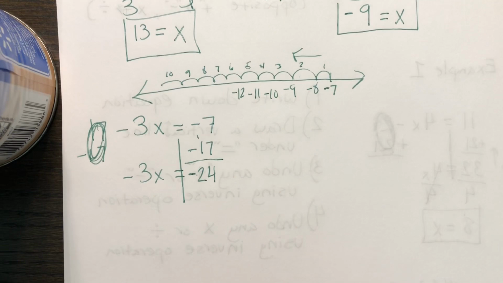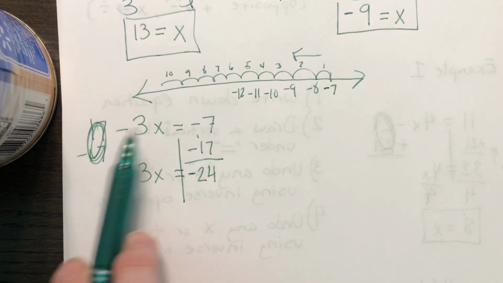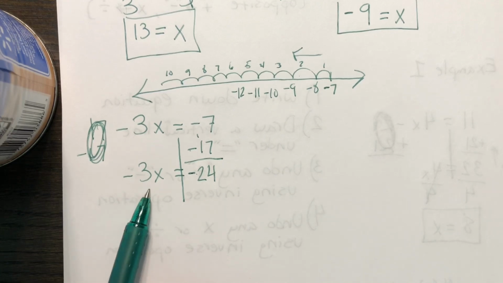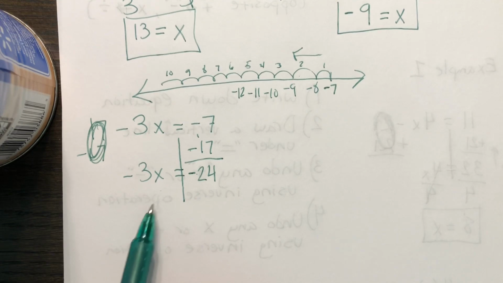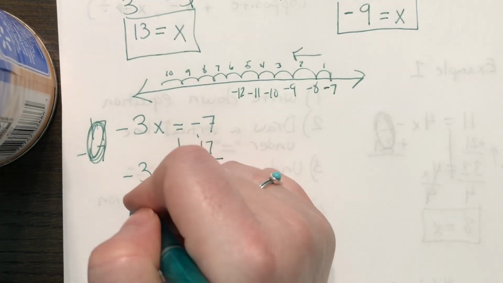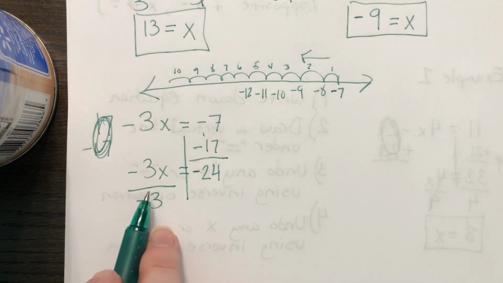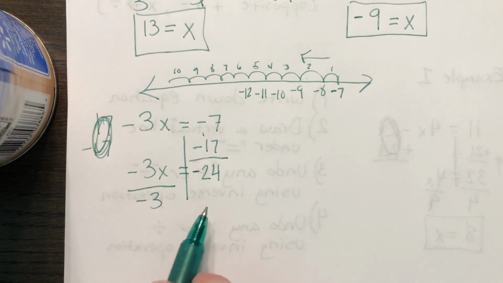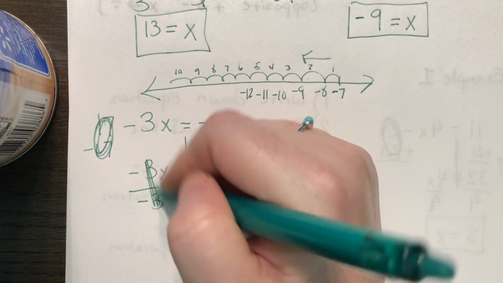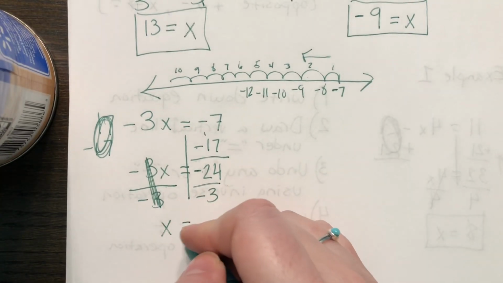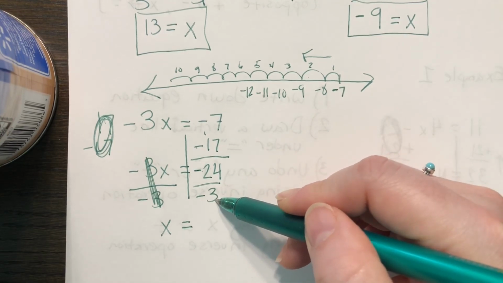All right, so I've undone any addition or subtraction. I still have a -3x remaining here. It equals -24. Now I need to undo any multiplication or division. So I'm gonna divide by -3 because it's multiplying by -3. Whatever I do to one side, I must do to the other. This will cancel each other out and just make it 1x. And then now I have -24 divided by -3.